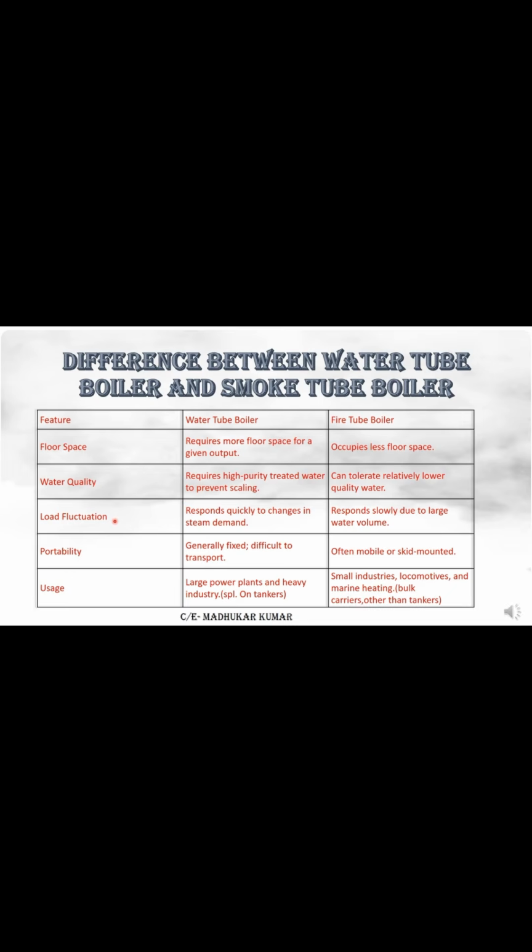Load fluctuations. The water tube boiler responds very quickly to changes in steam demand, but when we talk about the fire tube boiler, the response is slow because of the large volume of water.